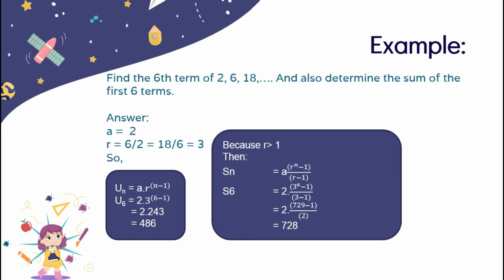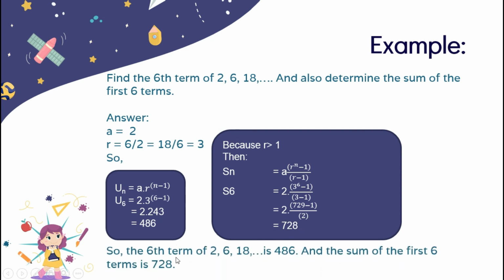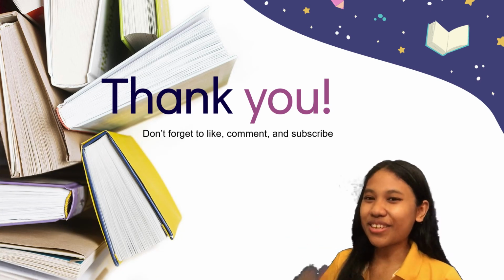Because r is more than 1, Sn equals a multiplied by r to the n power minus 1 divided by r minus 1. S6 equals 2 multiplied by 3 to the 6 power minus 1 divided by 3 minus 1. Then operated to produce S6 equals 728. So the 6th term of 2, 6, 18, and so on is 486, and the sum of the first 6 terms is 728. Okay, that's all about sequence and series.